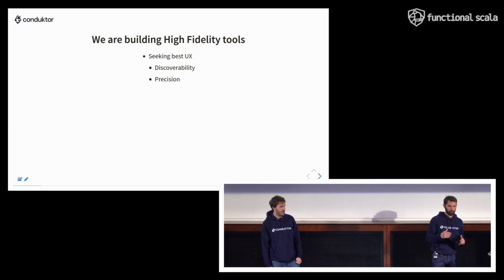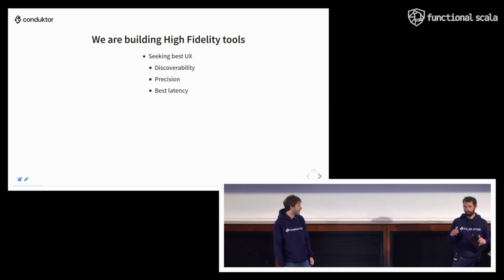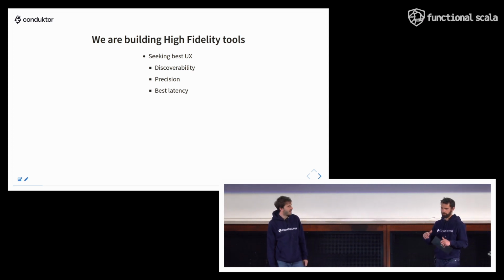Also, we optimize for precision. Precision means the data that we show has to be accurate and up to date. We will see that it's quite important for the design we will propose later. Finally, dev tools have to be fast. As a developer, I don't want a tool to get in my way. I want it to be fast. So optimizing for latency is important for us.